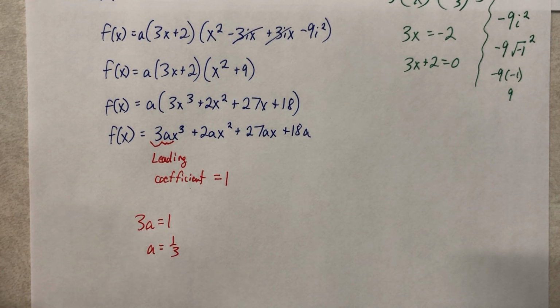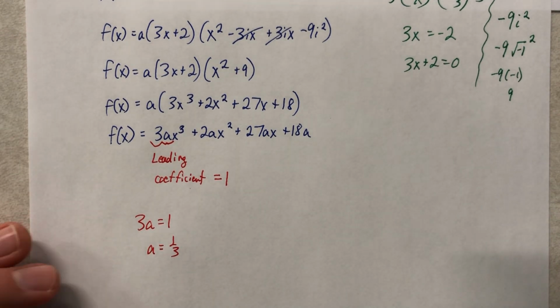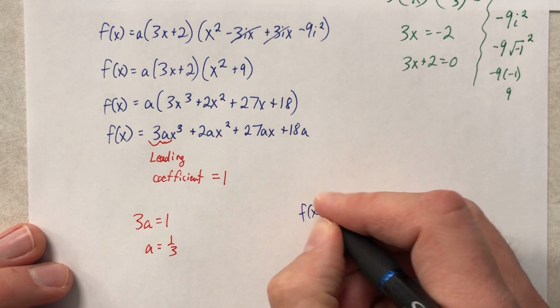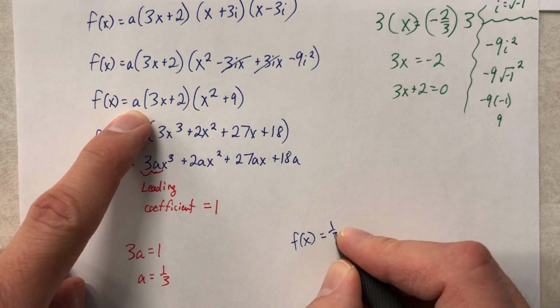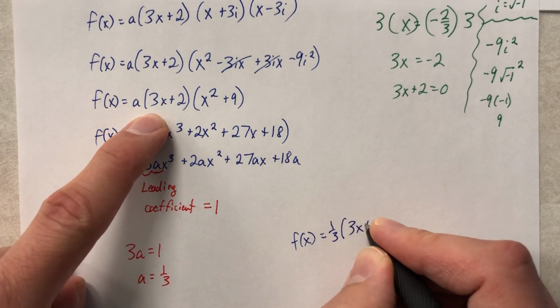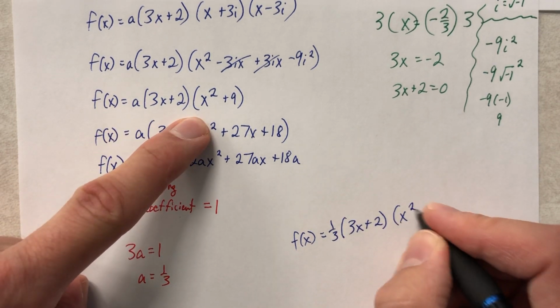We can write this answer multiple ways. Here's my final answer. I will put this one in blue for a change. And I'll put it over here on the side. Final answer is, I'm going to go back to this one. 1/3, 3x plus 2, x squared plus 9.